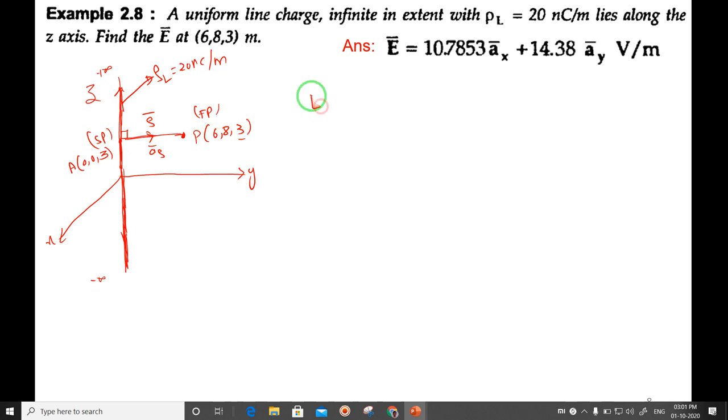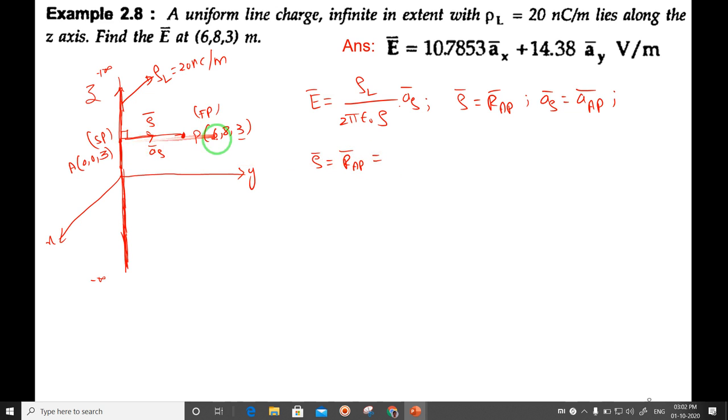Then we know that E due to an infinite line charge is given by rho L by 2 pi epsilon naught rho into a rho. But what is rho here? To be very specific, the rho vector is RAP, from A to P, as I have called this point A. And a rho vector is nothing but from A to P. I am just changing the notation for my convenience, or else we could have continued with the same notations. So first we'll find the rho vector, that is R from A to P.